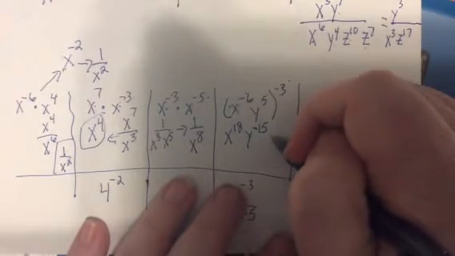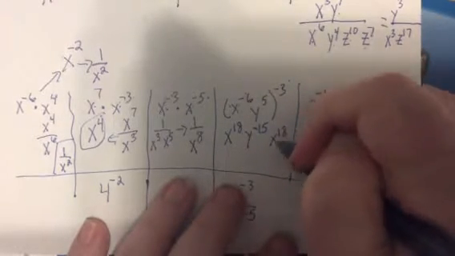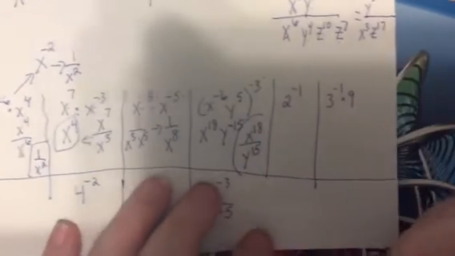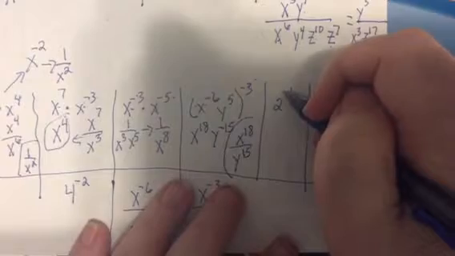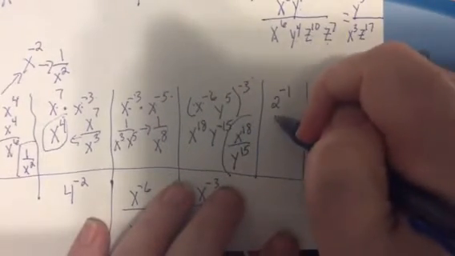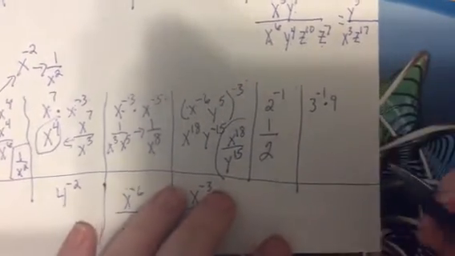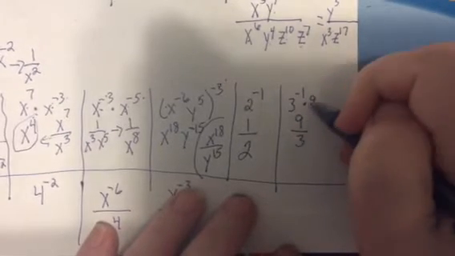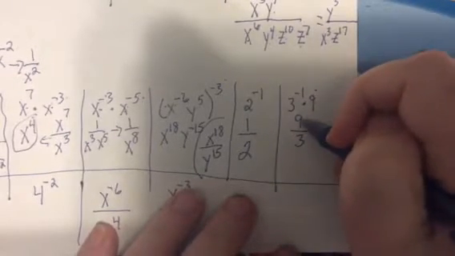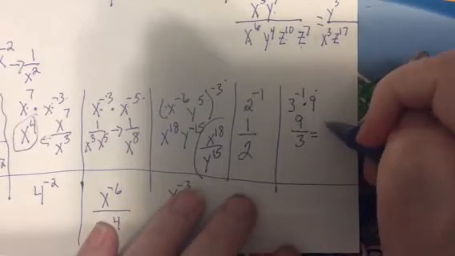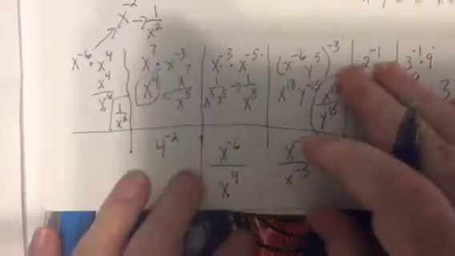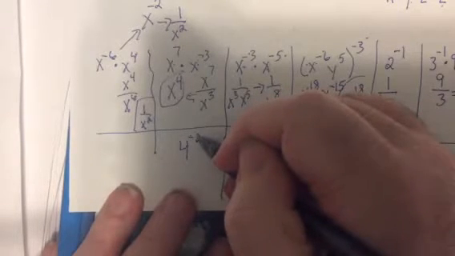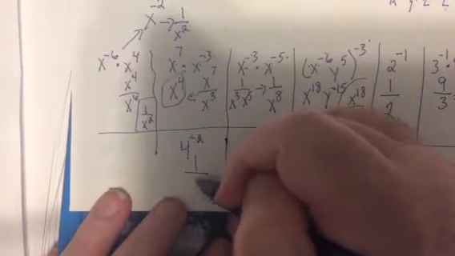Negative power, so I need to move it, or take the reciprocal is technically the right word. A negative power on the 2 means take the reciprocal. Here this would be 9 over 3, because 9 doesn't have a negative, so it stays on top, and 9 divided by 3 is 3. So 4 to the negative 2, 4 squared is 16, negative power, flip it.